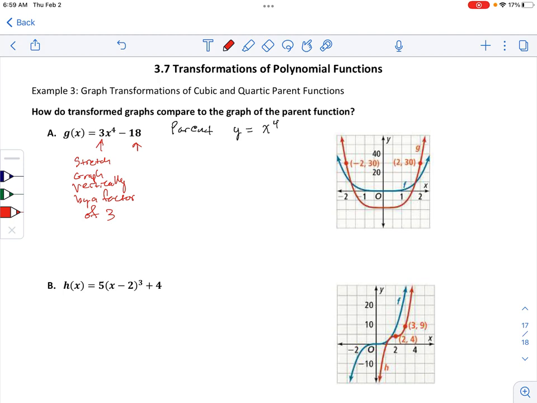And then this minus 18, because it's not being directly subtracted from the x before it's going to the fourth, means it's a vertical shift. And in this case, because it is minus, that means we're going to be moving it down. So this is a vertical shift 18 units down.